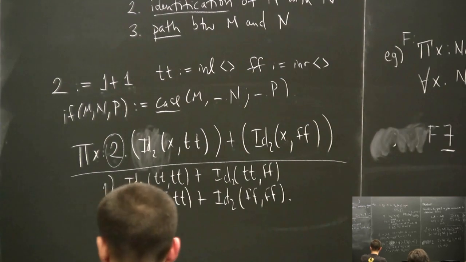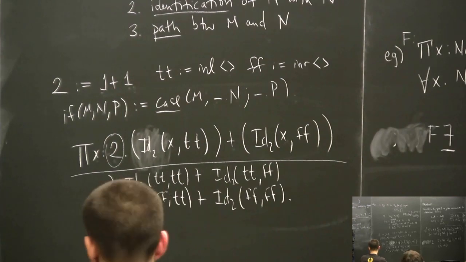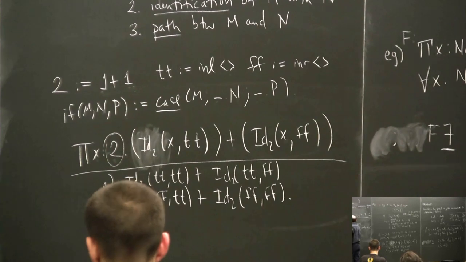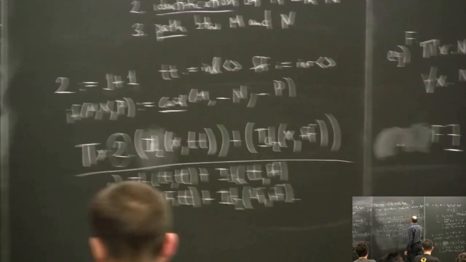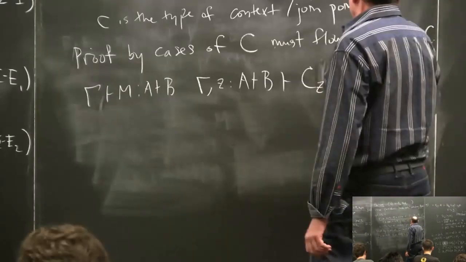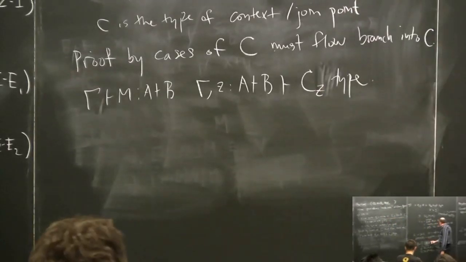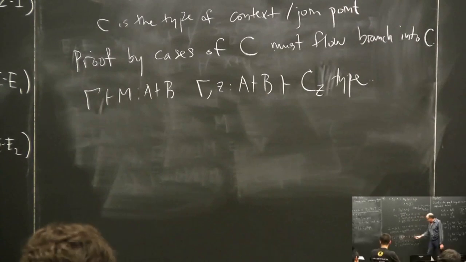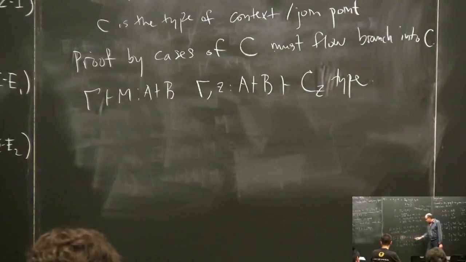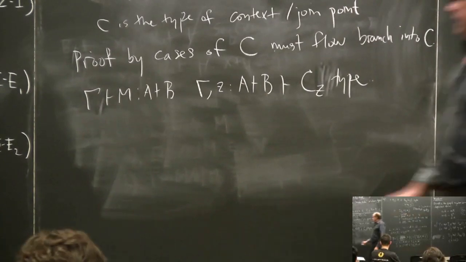You have M in A plus B, and for Z generic in A plus B, I have a predicate. Let's write it C sub Z is a type. So I have a predicate over that sum. In my little example here, this is my C. The matrix of the quantification is my C. And then what do I do?